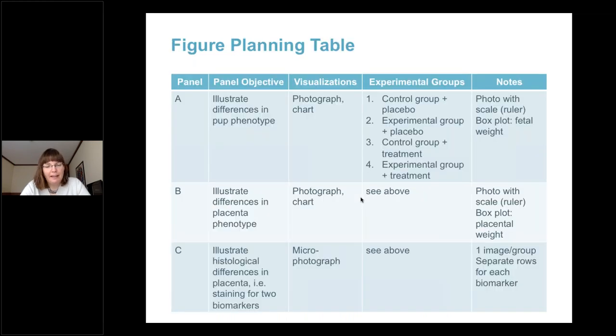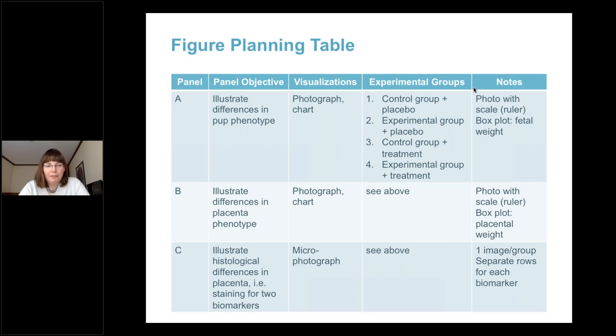The next step is to set up a figure planning table. So here I'm going to outline each of the panels that are in my figure, the objective for the panel and the visualizations that I want to use for that panel, the experimental groups, and then any notes about important features to consider when I'm creating that image or that part of the figure. So here I decide that to answer my research question, I'm going to have three panels, A, B, and C.